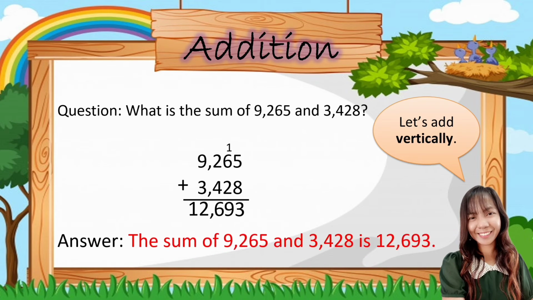So the sum of 9,265 and 3,428 is 12,693.